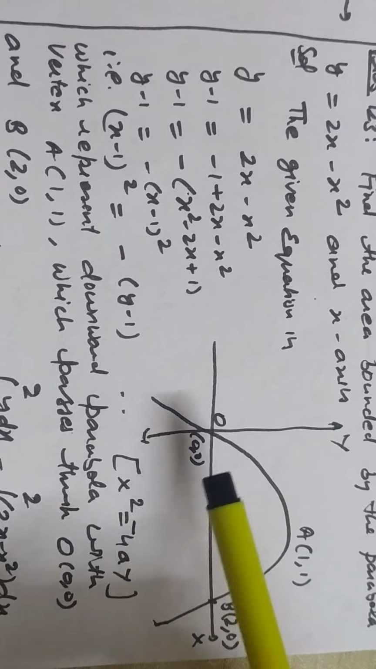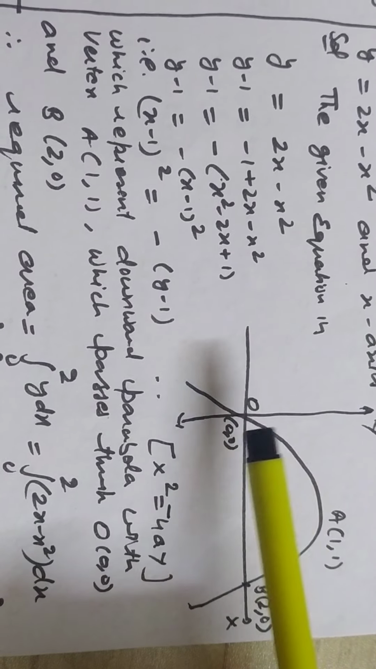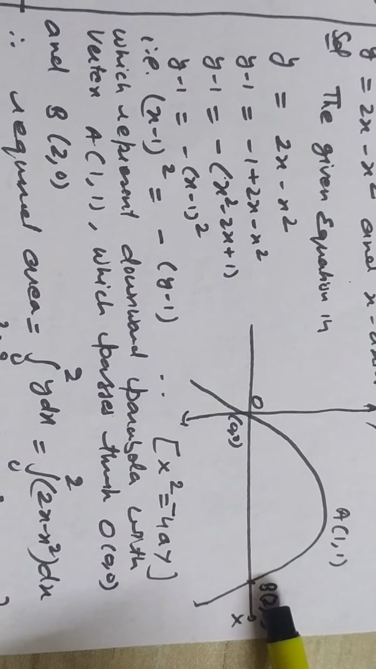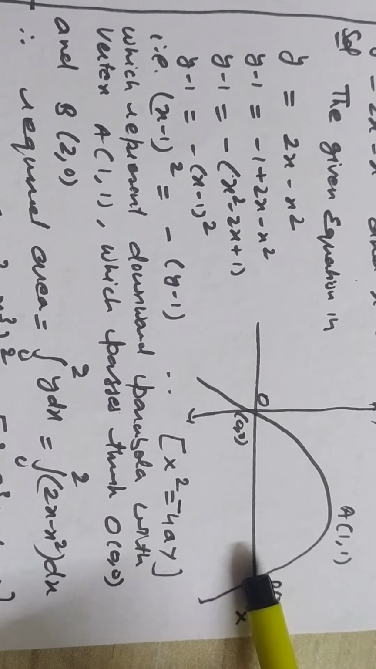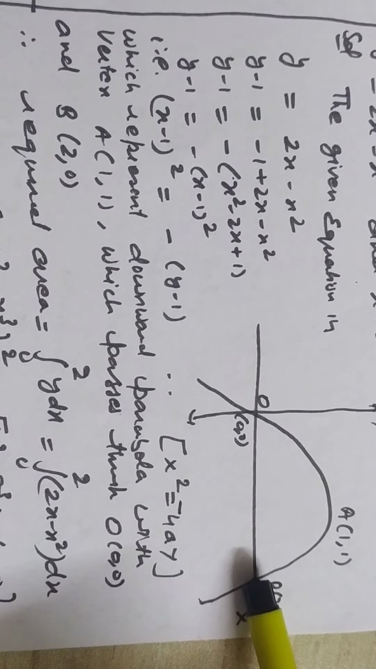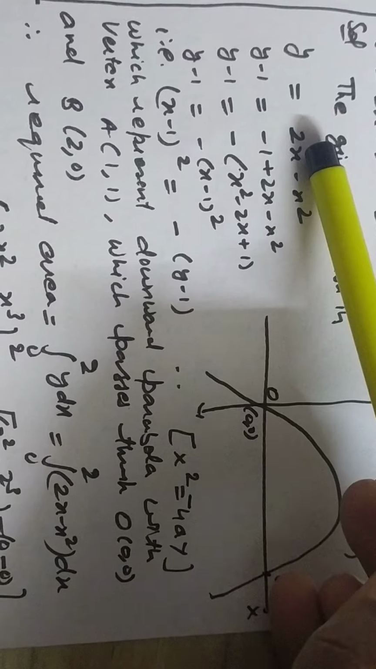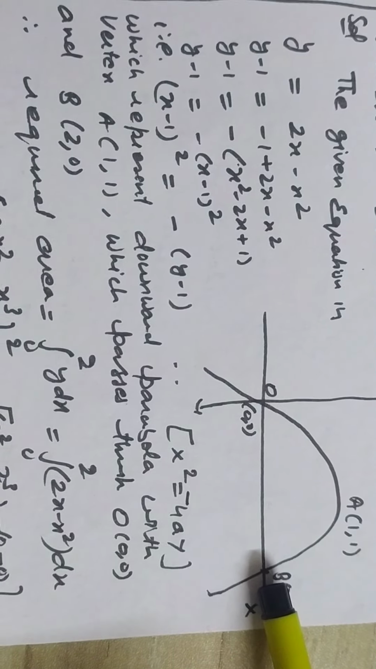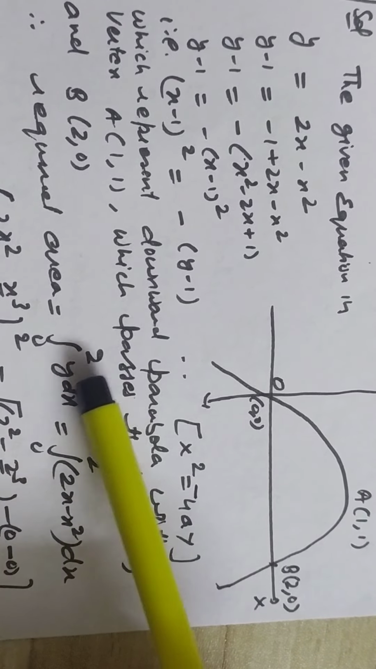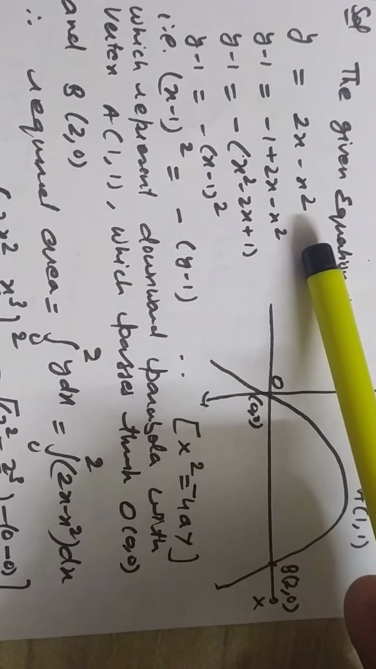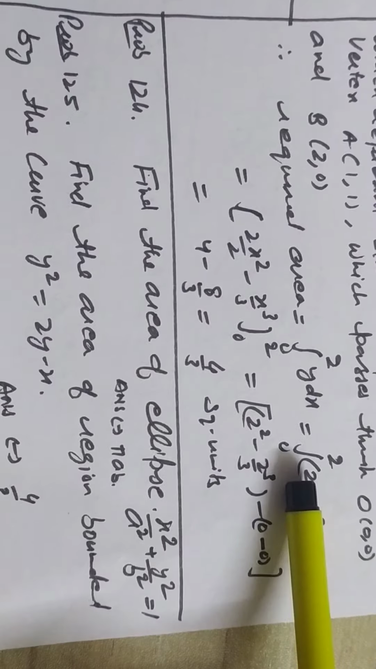This is the x-axis, and x-axis will give you the value of limits, that is origin (0, 0) and (2, 0). How have I obtained this (2, 0)? This is a point on x-axis, so y will be 0. You simply put y equal to 0 over here. You will get two values of x, that is 0 and 2, and these will constitute the limiting values. So integral 0 to 2 of y dx, where y is 2x minus x square. Integration is simple. You simply integrate and get the answer 4 by 3 square units.